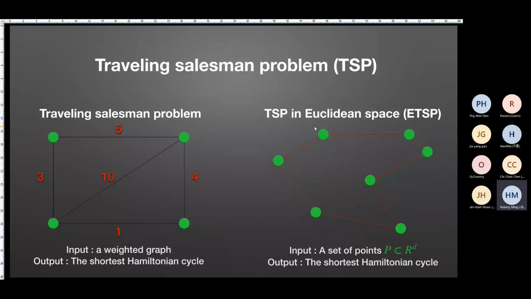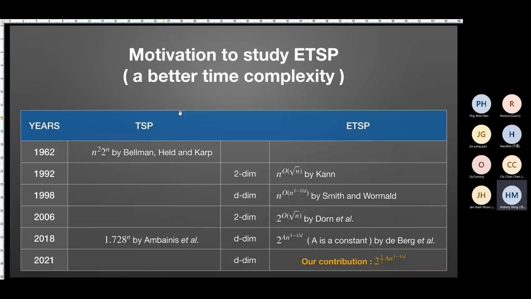Okay, this is the time complexity to solve the general TSP and the complexity to solve the TSP in the Euclidean case. Actually, solving an instance of ETSP requires sub-exponential time complexity. However, for the general case of TSP, we need exponential time complexity to solve them exactly.